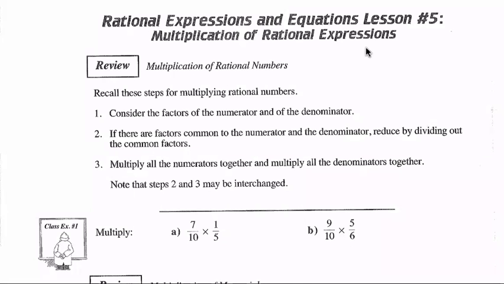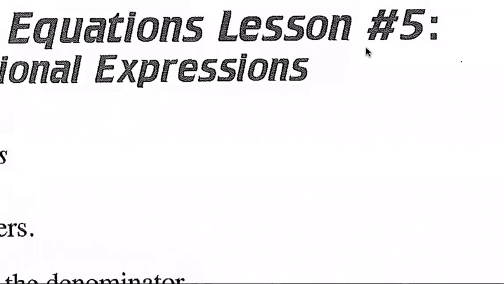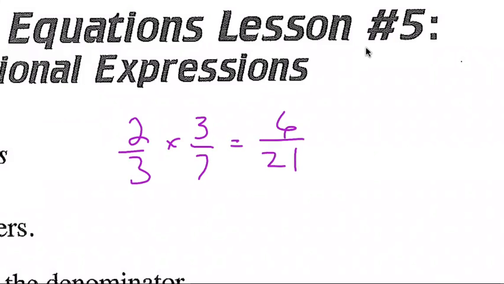Welcome back, folks. Rational expressions and equations, lesson 5, multiplication of rational expressions. You need to remember that when we multiply fractions together, which is a rational number, 2 over 3 times 3 over 7, straight across the top, straight across the bottom. That's going to give me 6 over 21. And then I would reduce both of these, divide by 3, divide by 3. That gives me 2 over 7.